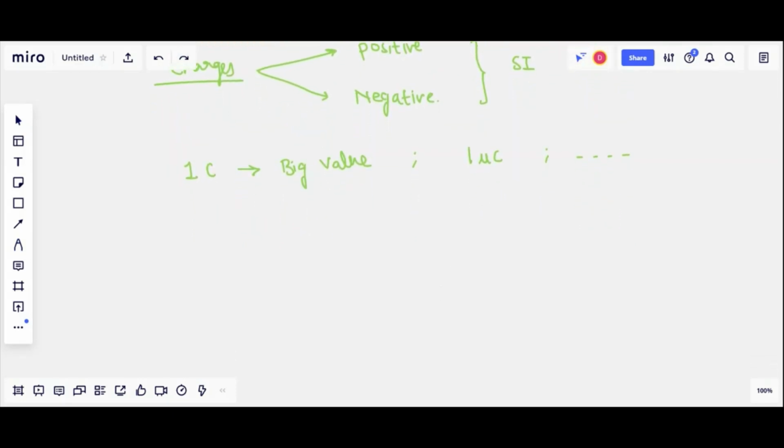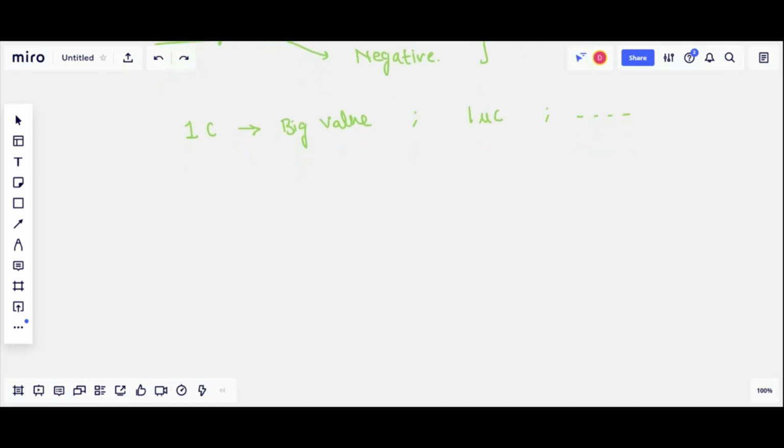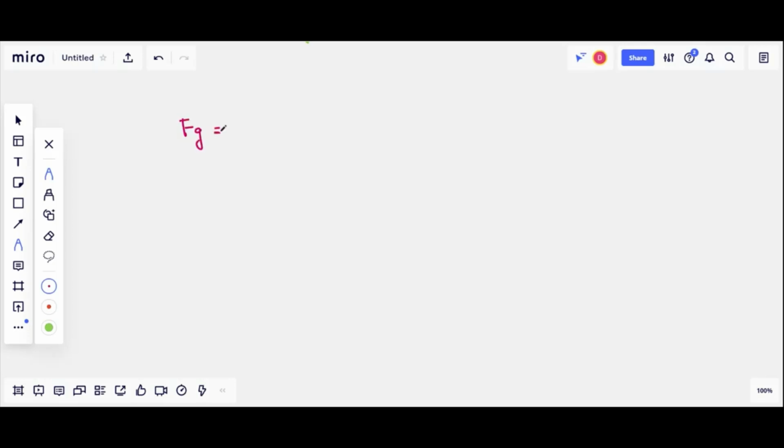Positive and negative charges are the two charges with which we have been dealing, and all the electrostatic forces more or less depend on these. Just like we have a force due to gravity, which the equation denotes as mg, where g is the gravity constant, which is 9.8 meter per second square, and m is the mass.